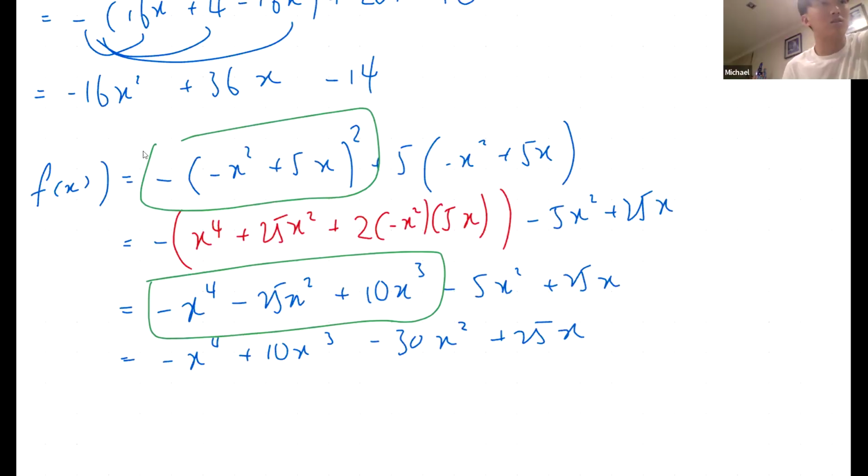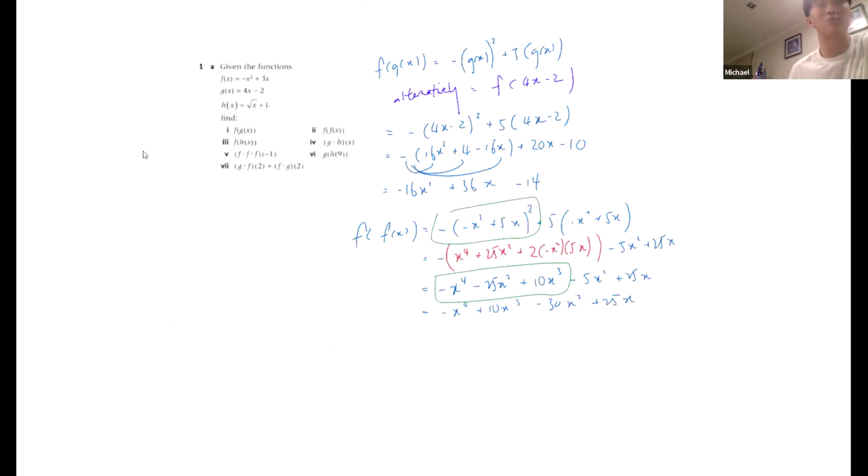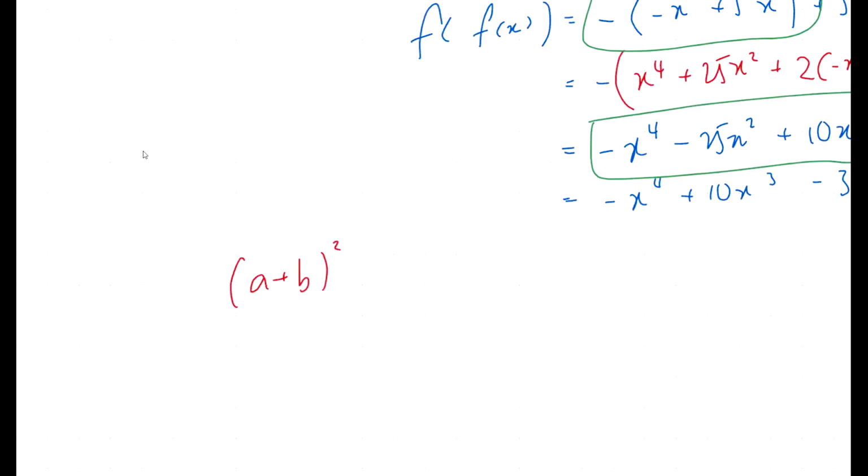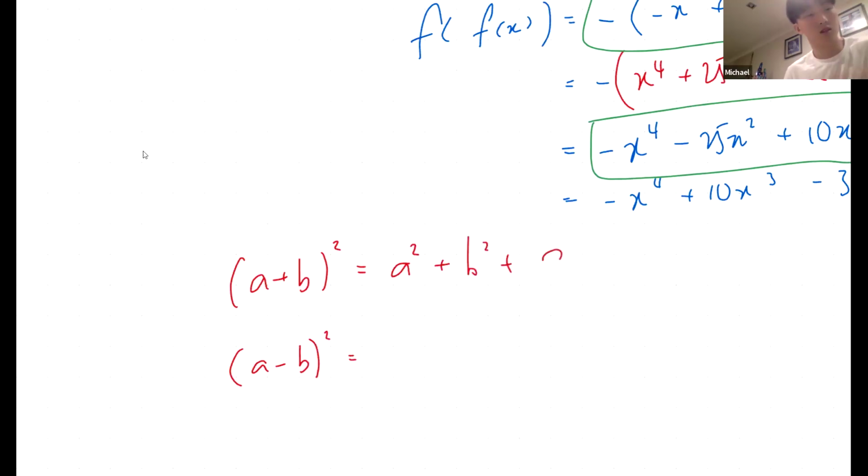Okay. Since we were kind of stressed about this kind of stuff, let's do a little bit of revision before we finish today. If you have a plus b squared, what is the formula for this, guys? A squared plus b squared plus 2ab. Yeah, right?